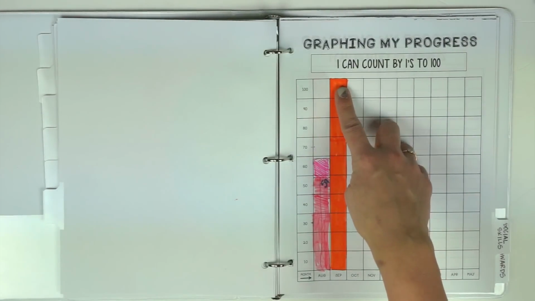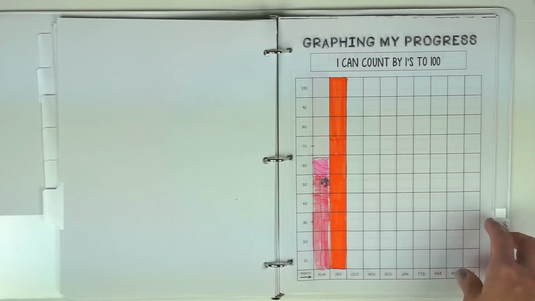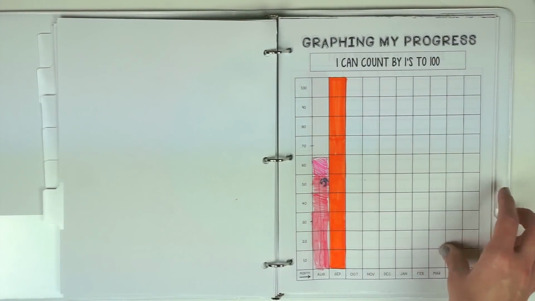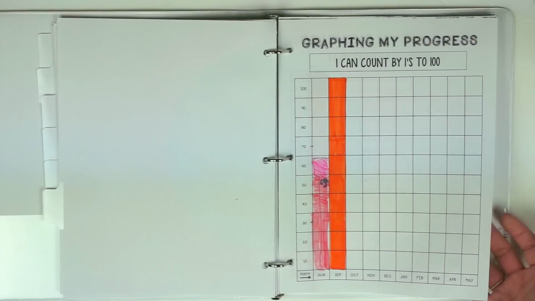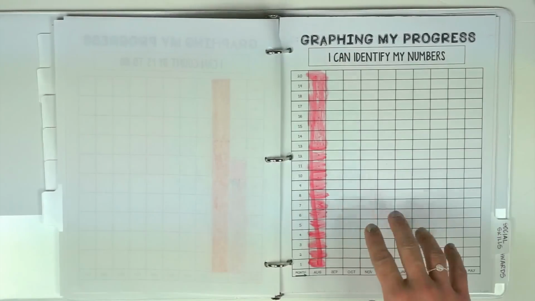September, she was able to master that. In August, she was going up to 59, and then she skipped up to, I think, 70 at that point. So now she's mastered it. I don't have to reassess her unless I feel the need to reassess her to double check.